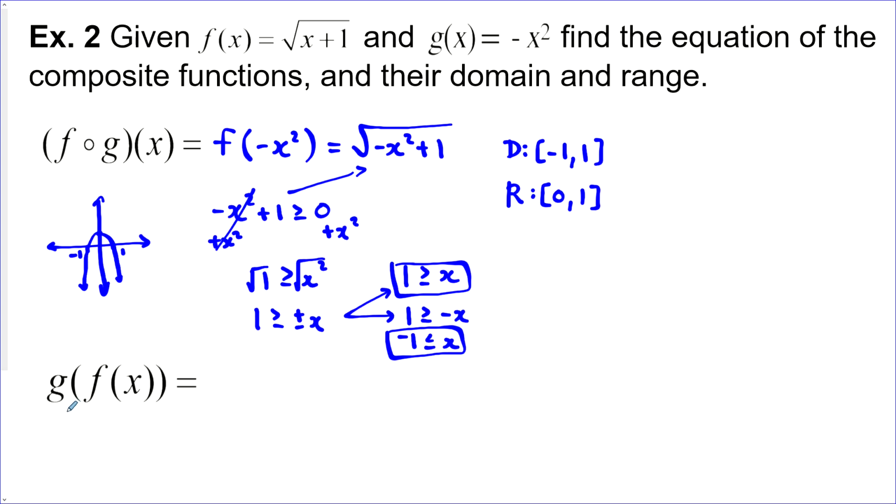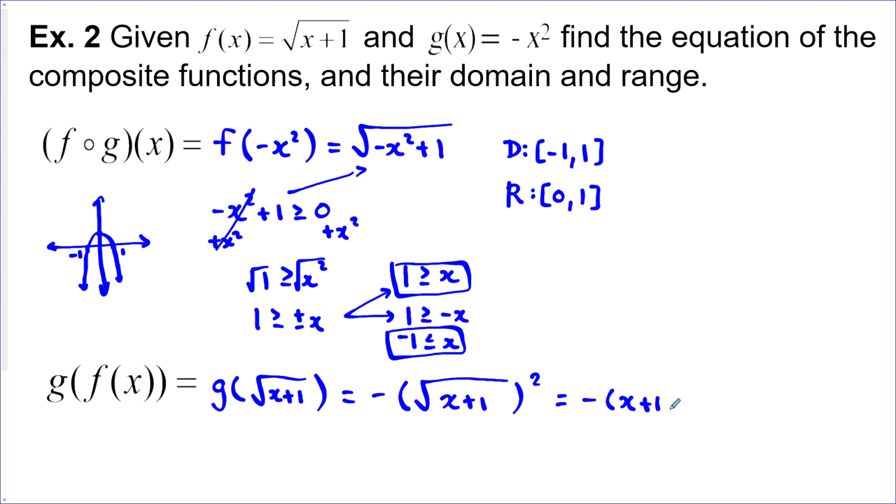Next one, we've got the opposite happening. We've got g, and this time we're going to put f of x inside of g, and f of x is this whole thing here. So everywhere where we see an x in g, we're going to replace it with this radical. So we've got negative, and here's our x. We're replacing it with this radical squared. And we can simplify this. Negative square and square root will cancel out, just give us x plus 1. And that's fine, or if you want to get rid of the brackets, that would also work there.